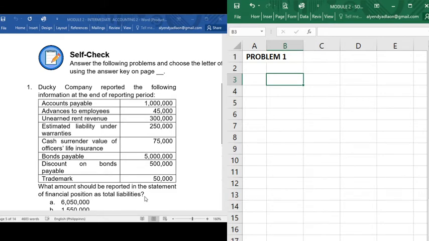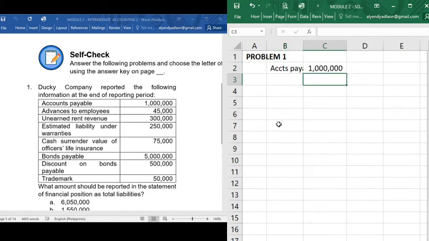Since the question here is the total liabilities, that means it is regardless of whether it is current or non-current. What we are going to identify here is the liabilities in general, which meet the characteristic of a liability, namely the present obligation arising from a past event by which there is an expected outflow of economic resources. Okay, so what are the liabilities here? We have, of course, first the accounts payable. The accounts payable amounts to 1 million pesos.